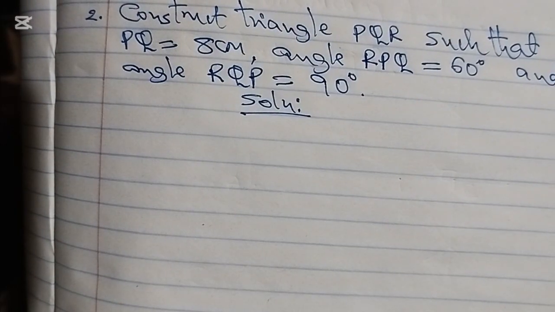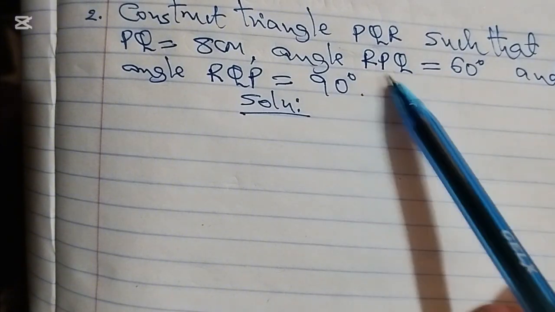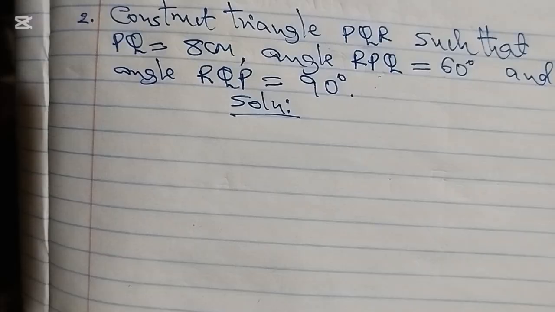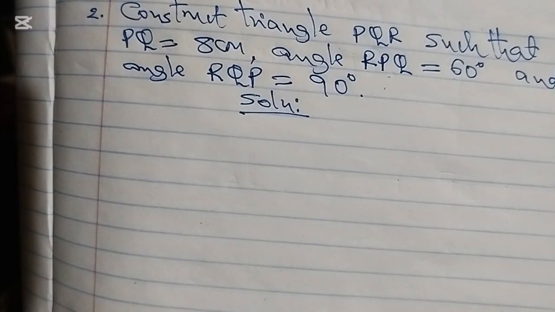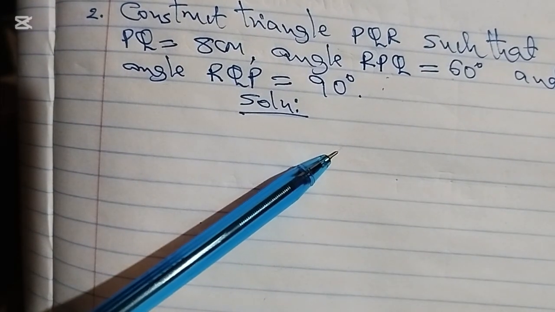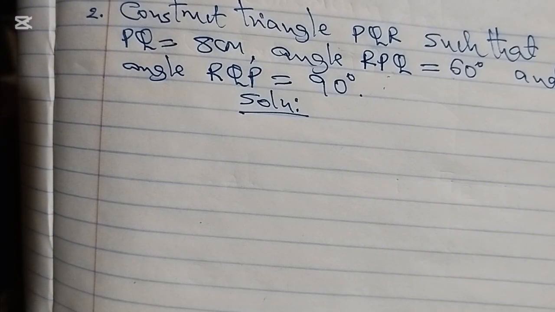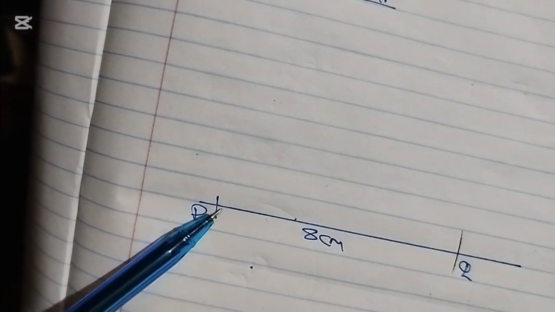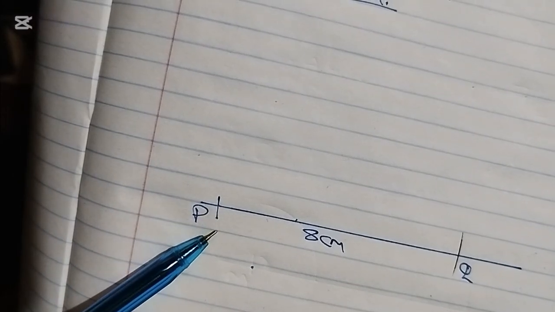Angle RPQ is 60 degrees. Remember, when you talk about angle RPQ, the middle letter here is P. So at P you make sure it is 60 degrees. So maybe R will be somewhere at the top here, with R, P, Q being 60 degrees. I'm now going to construct 60 degrees at this point. Hope you remember how to construct 60 degrees.